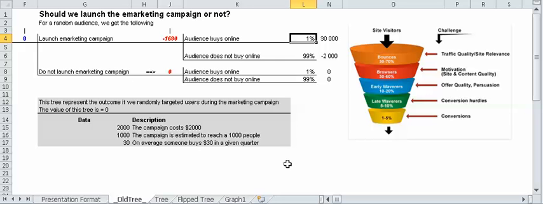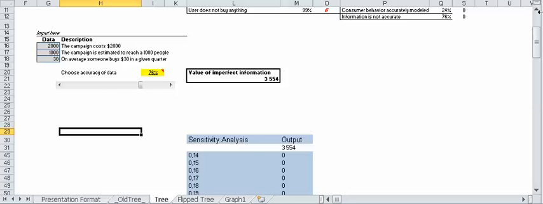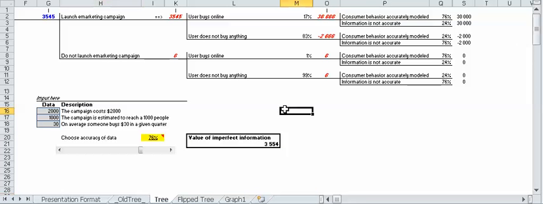So now let's see what happens if we have a little bit more data, if we know a little bit more about the user, and to a certain level of accuracy, we can model their behavior. So this is my dynamic tree. And I'm saying dynamic because, as you can see here, it's not 1%, it's 17%, and that's because it's linked to the accuracy of data.